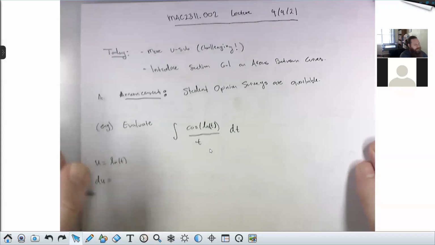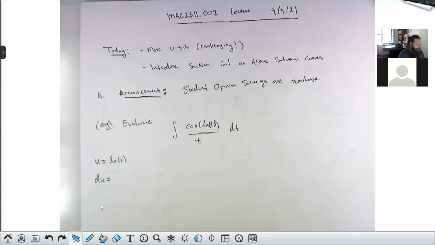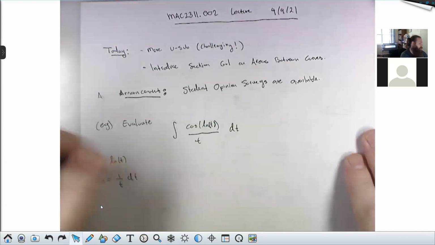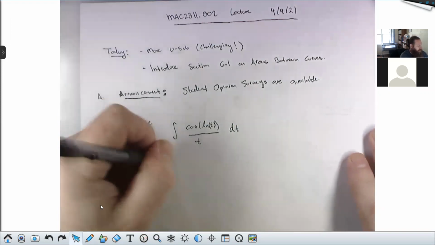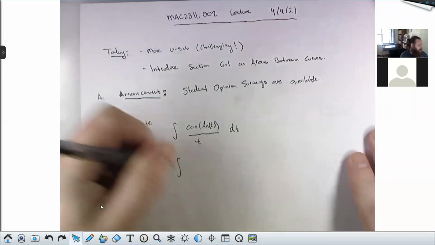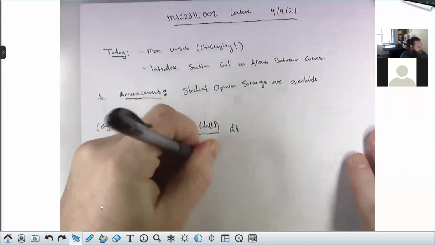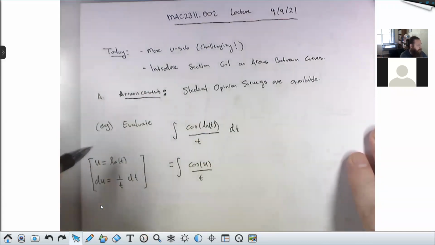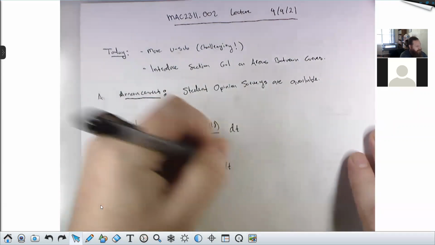Du then would be what? 1 over t dt. Variable here is t, but yeah, we got the right idea. 1 over t dt. There are no bounds here, so we don't need to worry about changing any bounds. And then if I start plugging things in, the cosine of the ln of t would be the cosine of u. I'll just leave this guy down here. Maybe even I'll leave the dt here in this step.